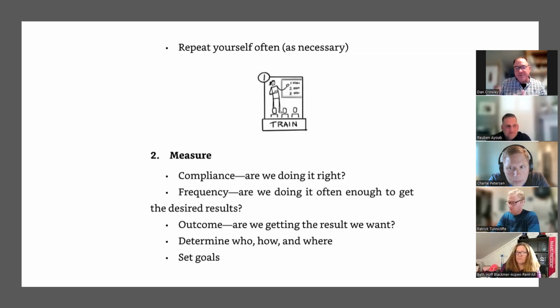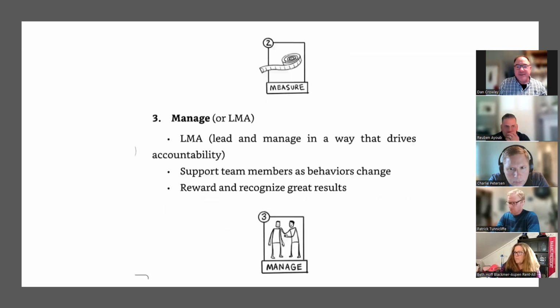Outcome. Are we getting the results we want? Determine all the who, what, and where around that particular process. That's again at the very onset. Last one, manage: lead and manage in a way that drives accountability. Support the team members as the behaviors change. So give them good feedback, reward and recognize when people have made changes and improved. That's part of your leadership.